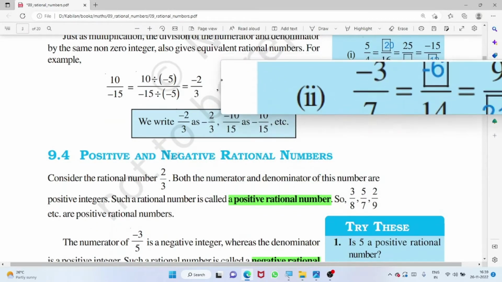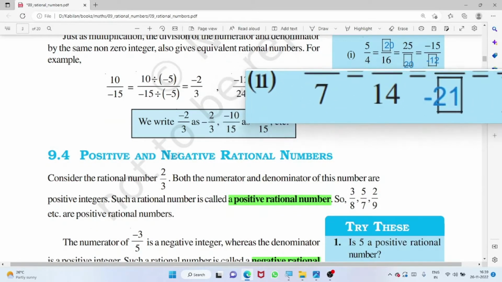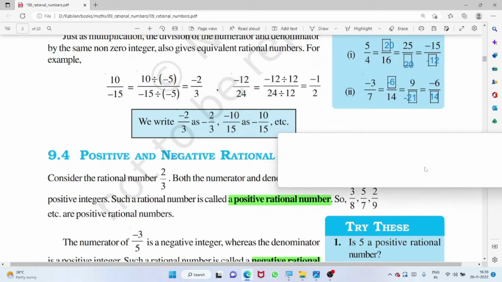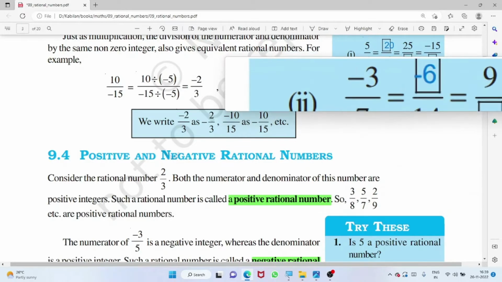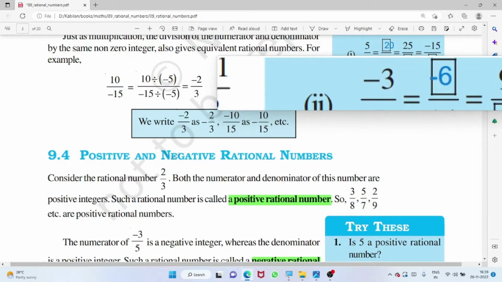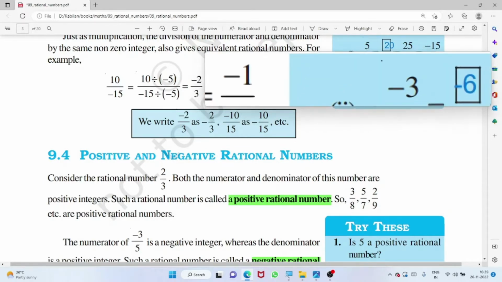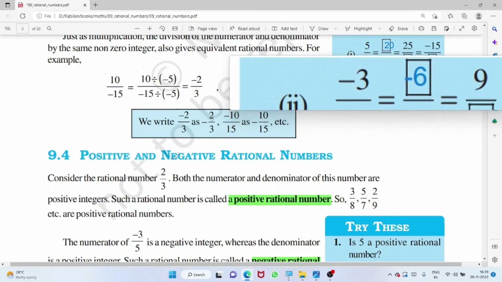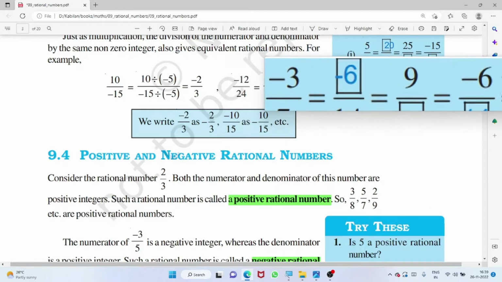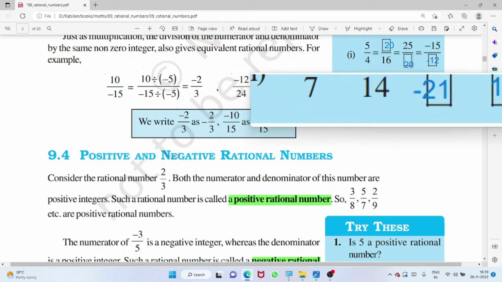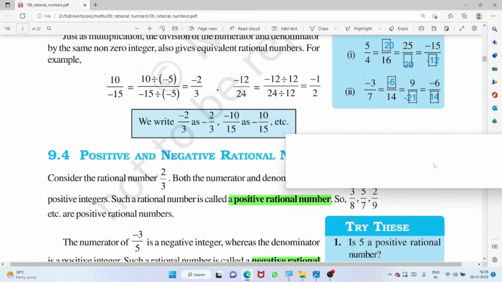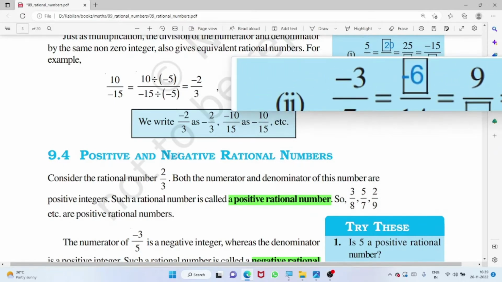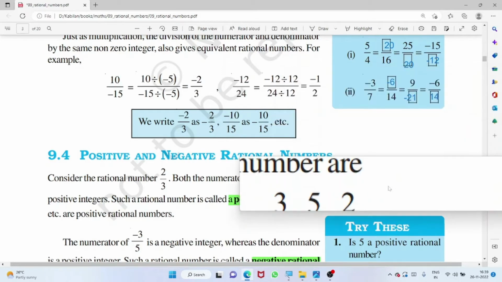Minus 3 by 7, 7 becomes 14. That means multiplying by 2. So minus 3 into 2 is minus 6. Minus 3 has become 9. That means the sign changes, negative becomes positive. So we have to multiply the negative number minus 3 by minus 3, which is 9. So 7 into minus 3 is minus 21. Minus 3 has become minus 6. That means multiplying by 2. So this will become 14.